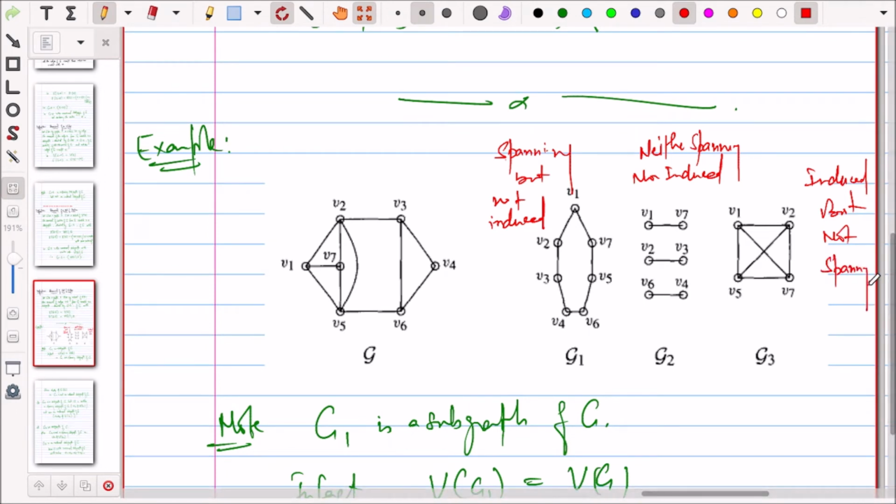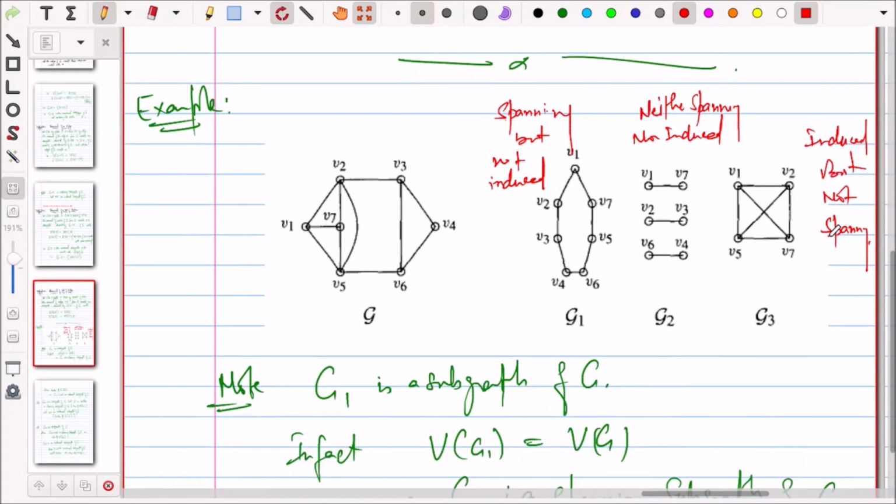We have seen a spanning subgraph which is not an induced subgraph, one which is neither spanning nor induced, and one which is induced but not spanning. Now, what about one that is both induced and spanning? If we have a subgraph S which is both spanning and induced, what will that subgraph be? G, G itself. Yes, G itself. There can be no other, because all the vertices are included and all the edges are included, so that graph becomes G itself.